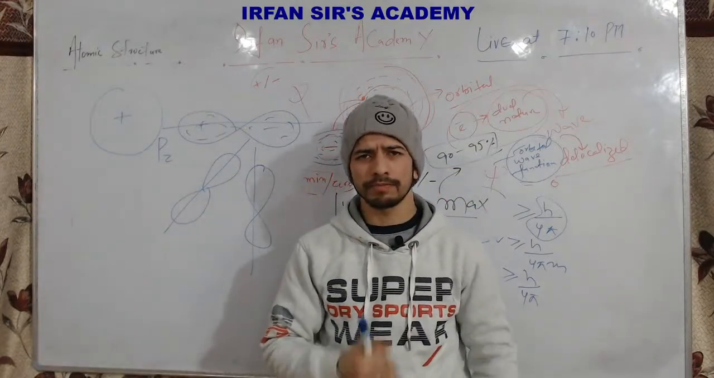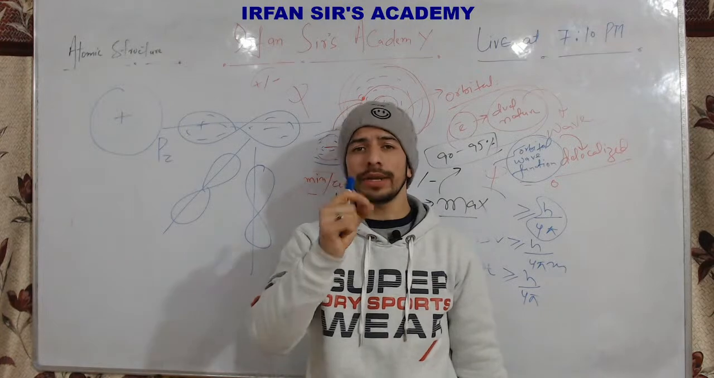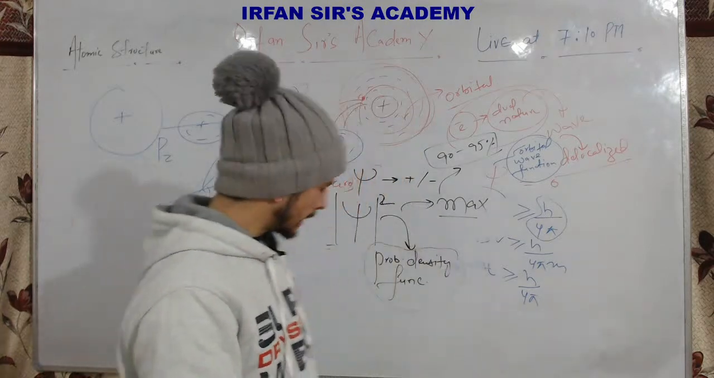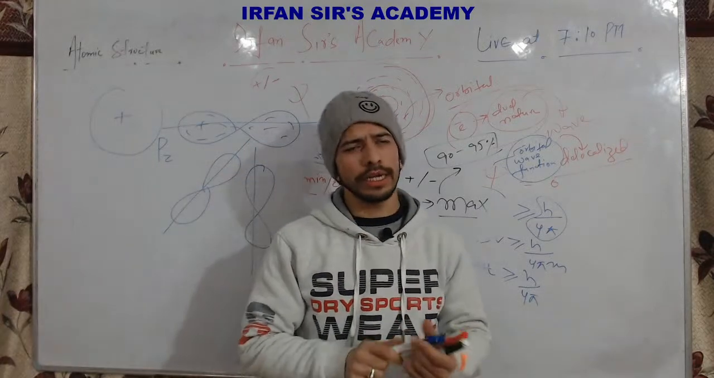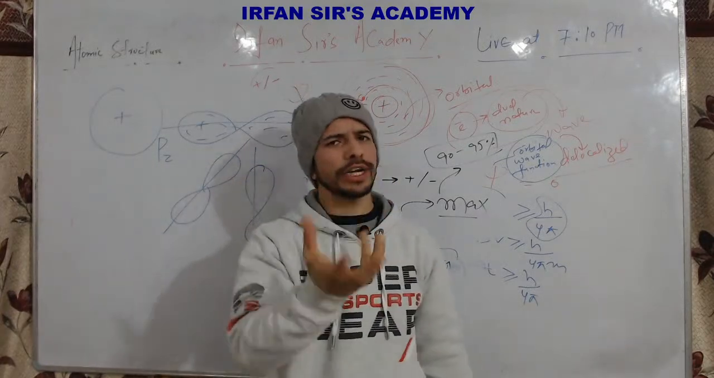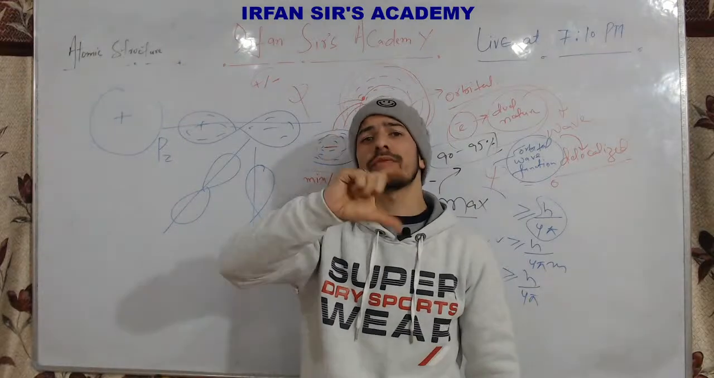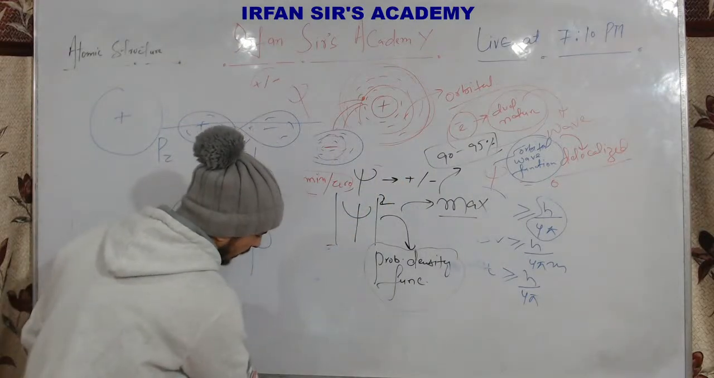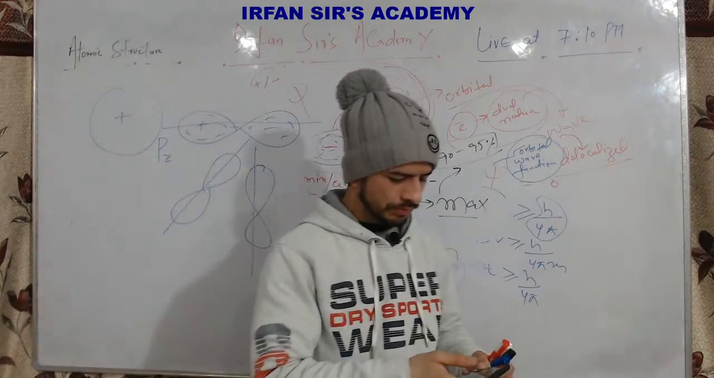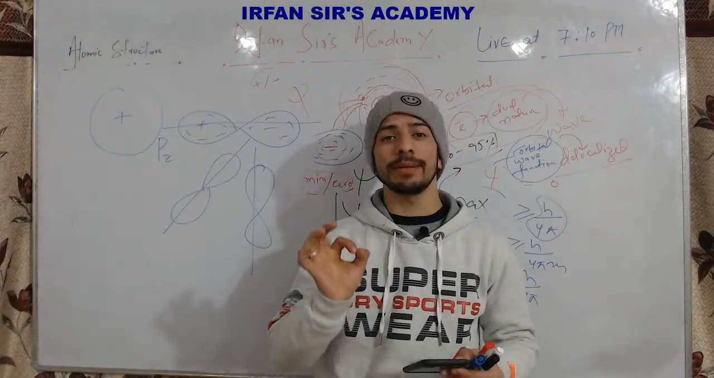In s subshell there is 1 orbital, because if you see a football in all the directions, what will be the shape? How many orientations will be there? Tell me in the comment section. If you see a football in all directions, how many orientations of football will be there?